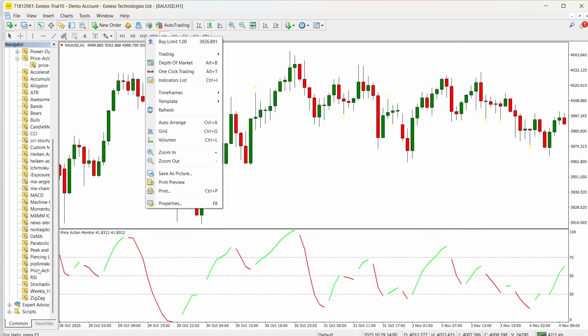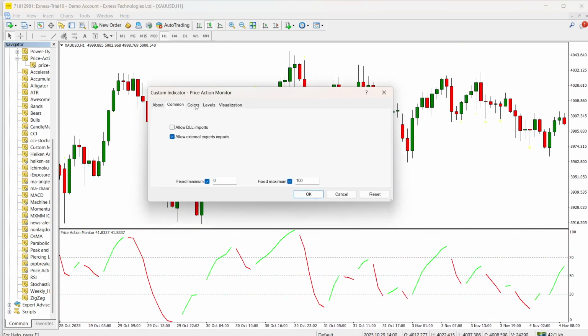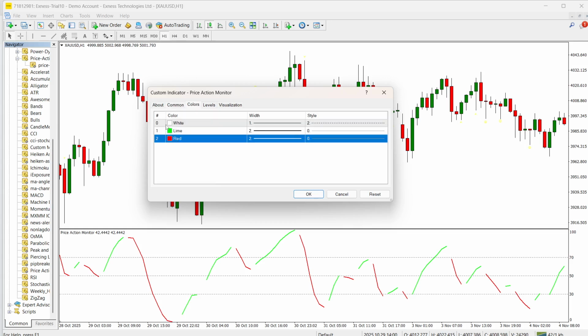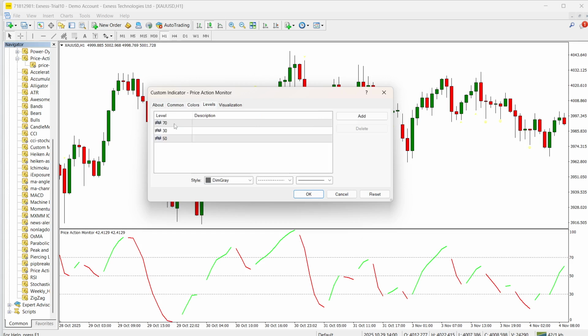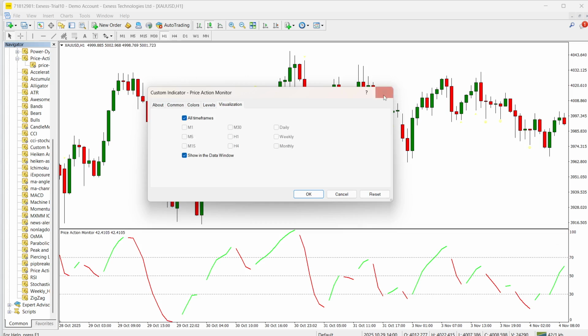Then as for the settings, let's take a look. Okay, basically we can set the colors for each condition, bullish, bearish, and what have you, the color of the lines. Alright, and we can set the levels as well. As you can see, the levels set here are 30, 50, and 70. And then we can trade on our preferred time frames as well.